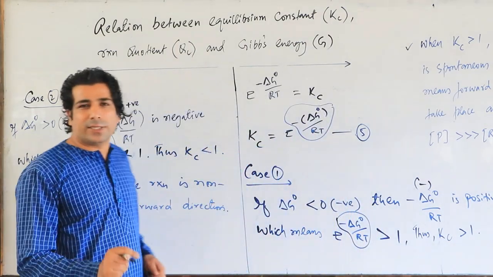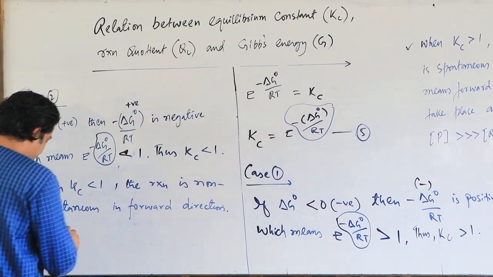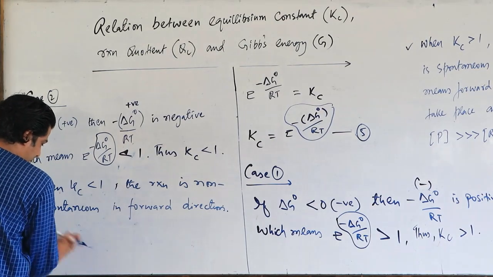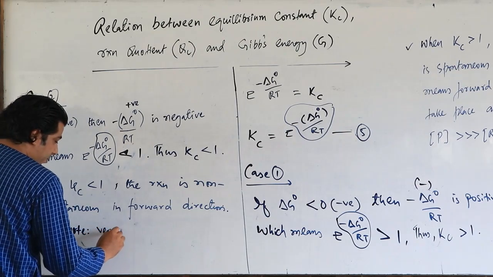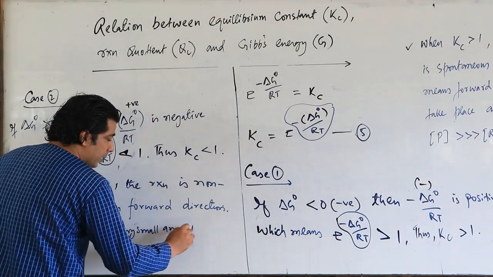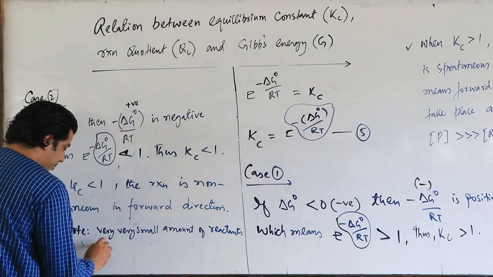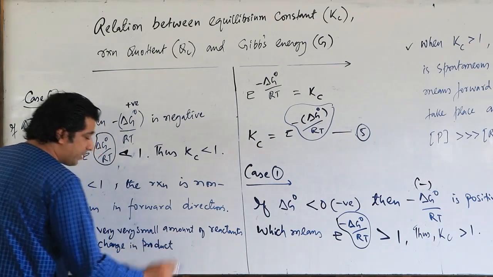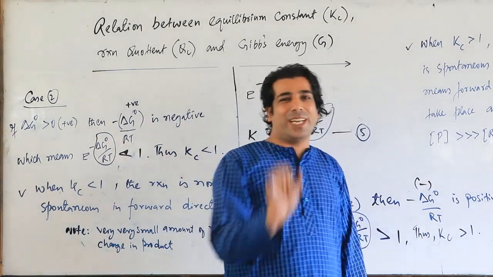So obviously here the reaction is non-spontaneous in the forward direction. Or in simple words, a very small amount of reactant can change into product. Let's mention here one note: very small amount of reactants change into product. Why are very small amounts of reactants changing into product? Because the reaction is non-spontaneous, so a very little amount of reactant will change into product.